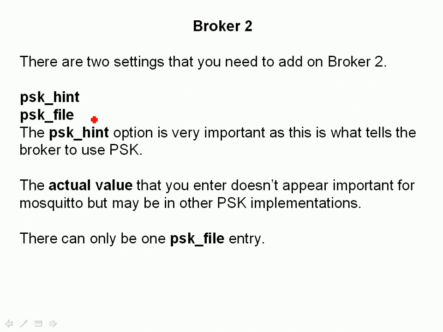On broker 2, the important entries are the PSK hint and the PSK file itself, and we have to create the PSK file, which I'll show you in a second. Apparently the PSK hint is the important one. It tells the broker to use pre-shared key encryption. You can put any value you want in there and it doesn't seem to matter. From what I read, it does matter on some systems, but on Mosquitto it doesn't seem to matter. And you can only have one PSK file entry, so you can't use two PSK files.